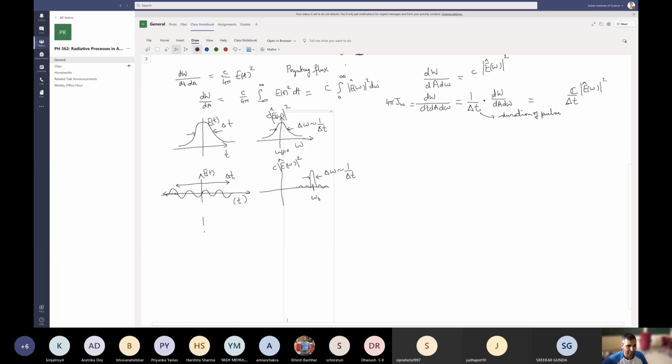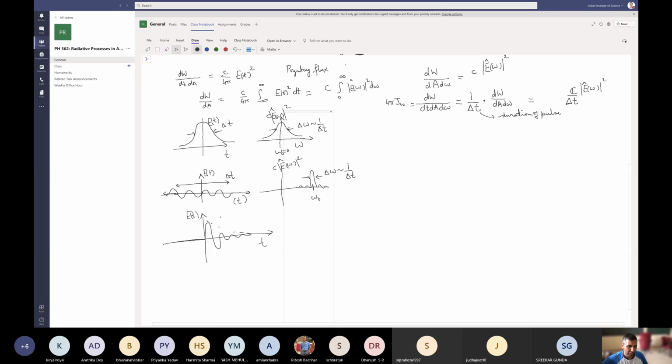Similarly, if you have a signal which starts like this and sort of decays in time. This is 0 at negative times. So this is time, and this is E(t).